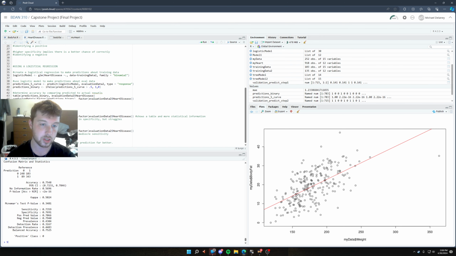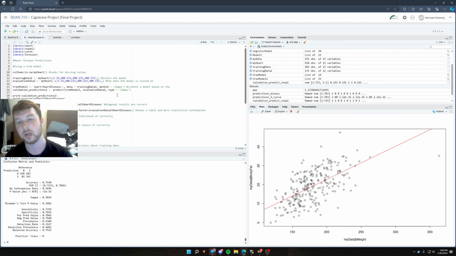So when comparing these two models, we can see that the tree model had a higher accuracy with a very high success rate and specificity, but struggles with sensitivity. And the logistic regression didn't do much better. It did better in sensitivity, but it didn't do quite as well in specificity. But in this case, the decision tree model does fit the heart disease prediction far better.